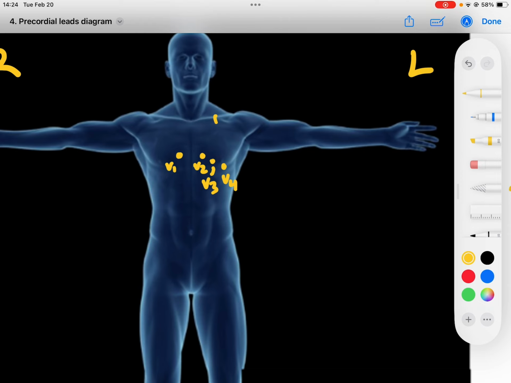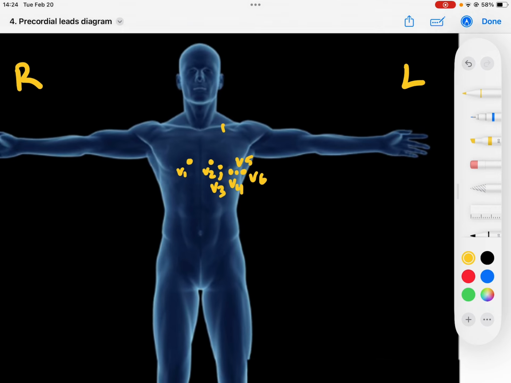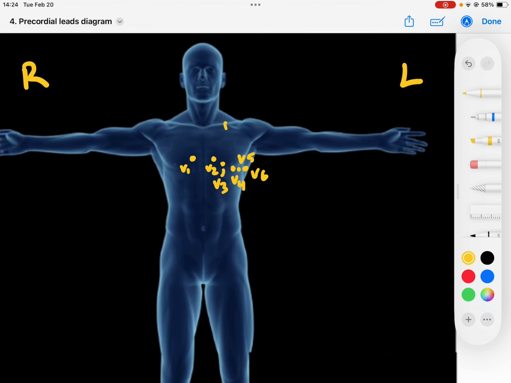And then you'll see we have V6 in the 5th intercostal space, mid-axillary line, and then V5 is in between V6 and V4. So that's V5. Notice these are along the chest wall, spreading from the right side through to the axillary region on the left side, V6. And remember that the heart sits in this area, on the left side. So that's why they're all concentrated more on the left side.